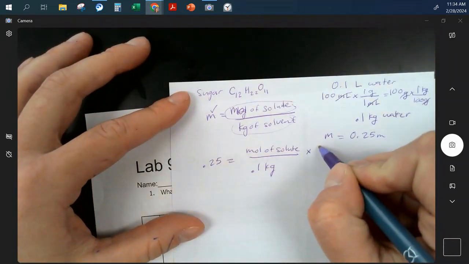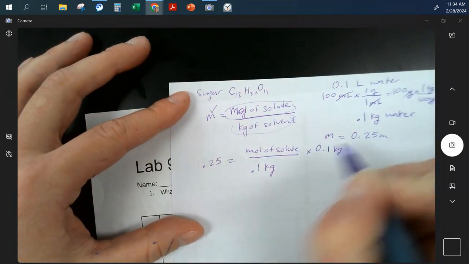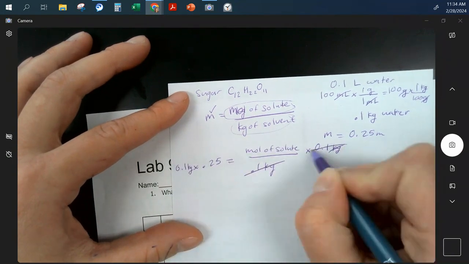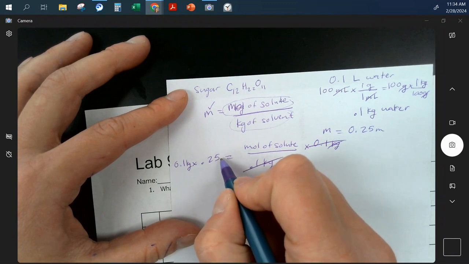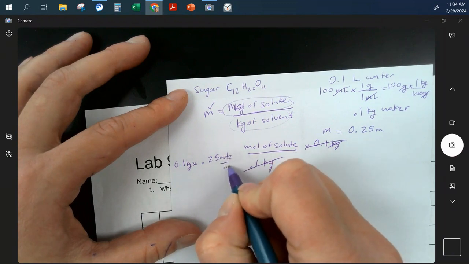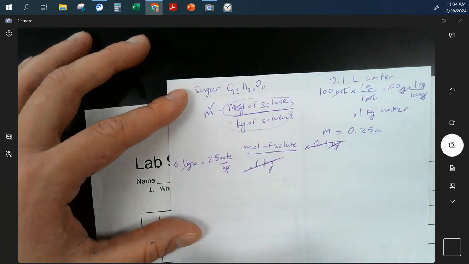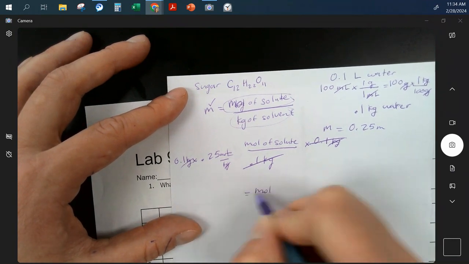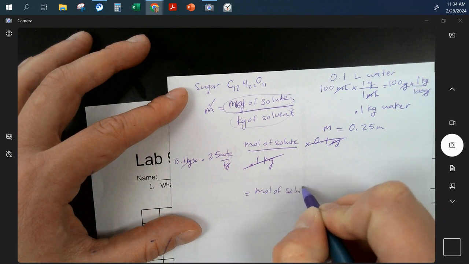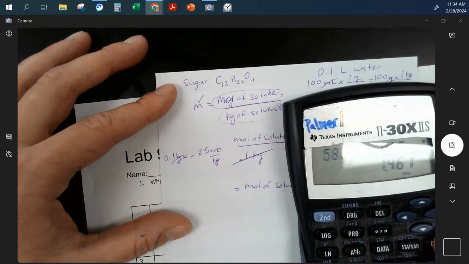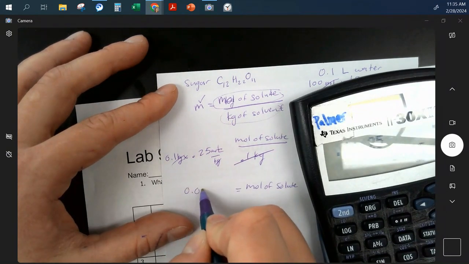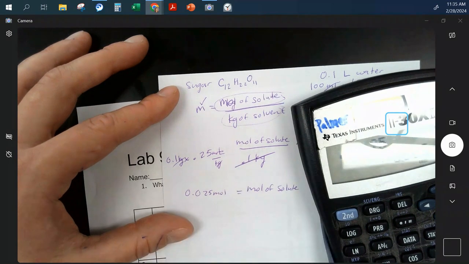So we're going to multiply both sides by 0.1 kilograms over here. And then this is just moles per kilogram, and units cancel out. Great, we're going to get the same number of moles. Interesting. 0.1 times 0.25 gives us the same number, 0.025 moles.